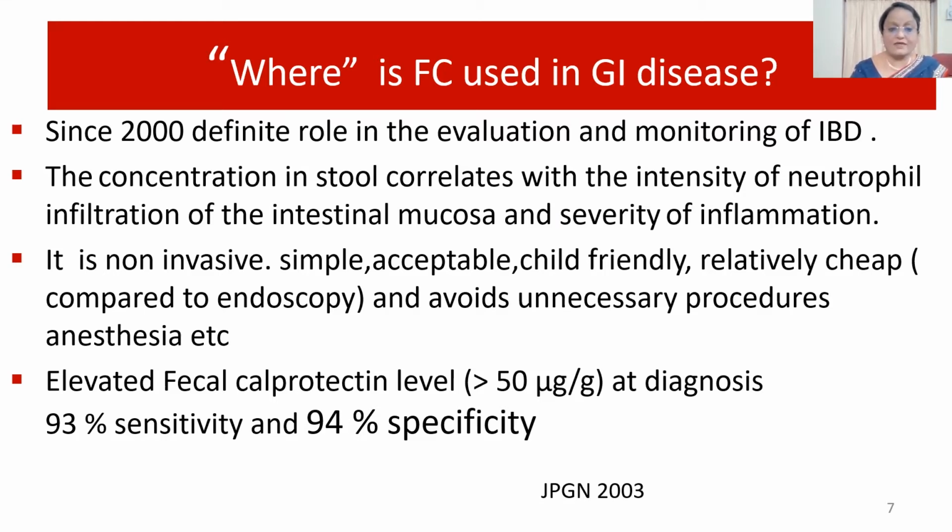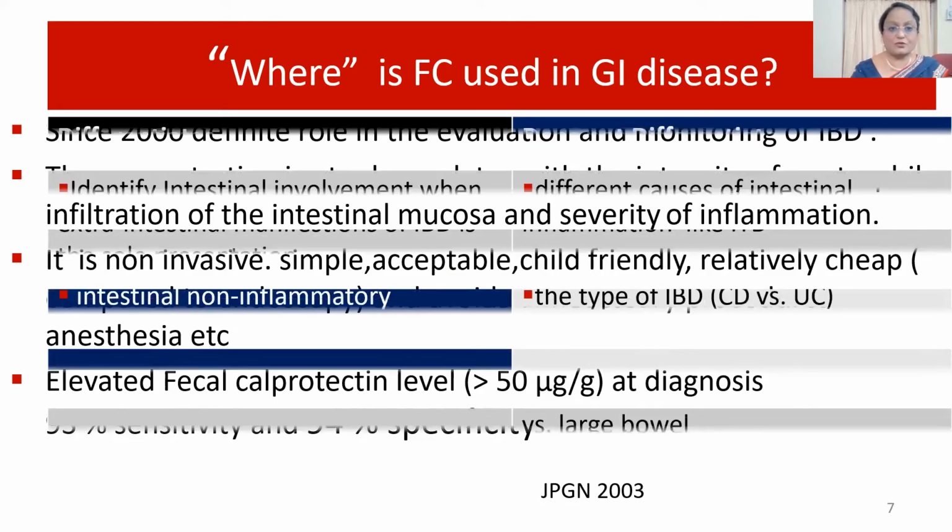An elevated fecal calprotectin level is usually taken as more than 50 microgram per gram, and it was shown in the earlier studies, probably these were small studies, to have a sensitivity of 93% and 94% specificity. However, you will see later that in the pooled sample data, specificity is much lower.